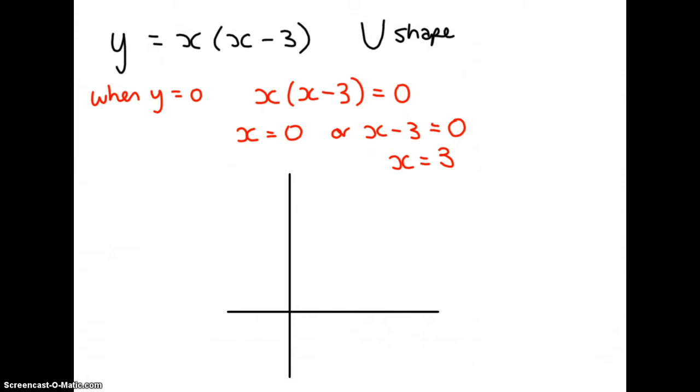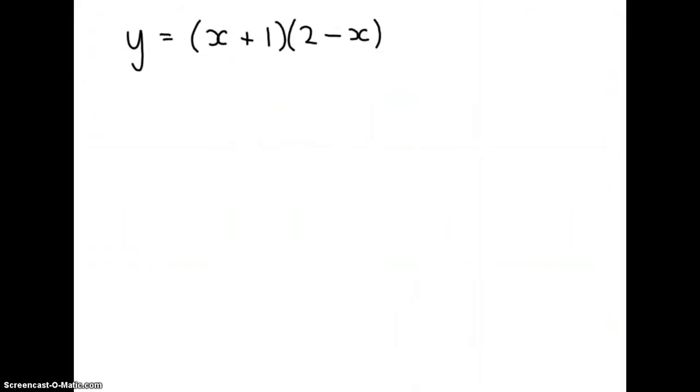So if I do a quick sketch of this, I know that this graph is going to cross here at 0 at the origin and here at 3. This time, I don't really need to worry about where it's crossing the y-axis. It crosses the y-axis when x is 0, but if we put x is 0 back into our equation at the top, we'll get 0 times minus 3, which is just 0. And you can see anyway that that's this point where it's crossing the y-axis.